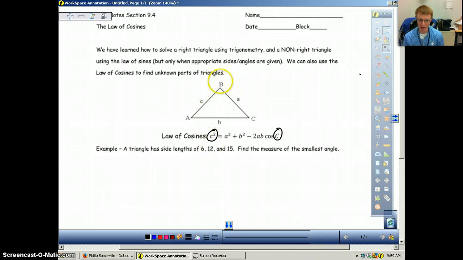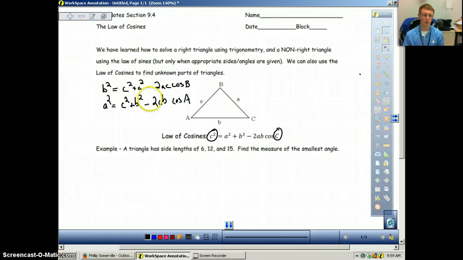So if I wanted to find angle B, or if I wanted to find side B, then we can also write the equation b squared equals c squared plus a squared minus 2 times a times c, and then cosine of b. And then again, if I wanted to do a, it would be a squared equals c squared plus b squared minus 2cb cosine of a. So the point is we can use any of these formulas for anything we want.